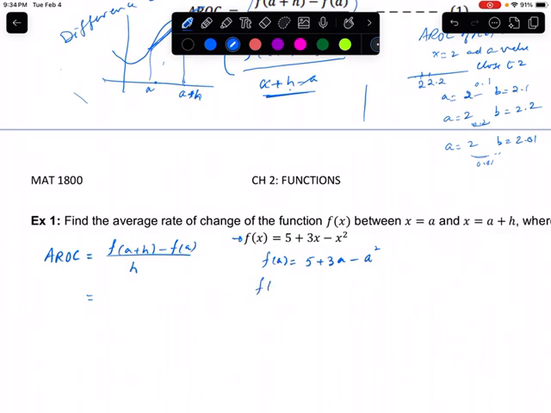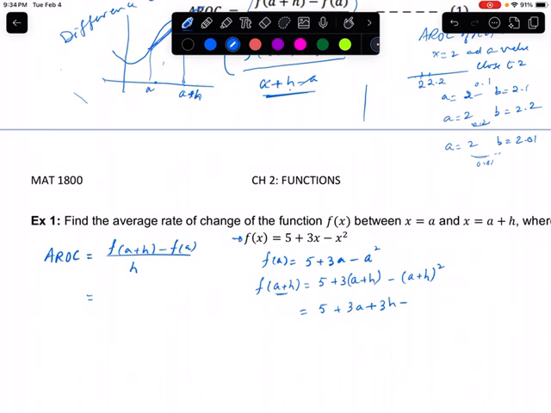And then when I have to find f of a plus h, in this case I will replace the x by a plus h. So 5 plus 3. Now notice this is two terms, a plus h, so I have to keep it in parentheses. I cannot write it like this. This will be wrong. In the same way, minus here (a plus h) whole squared. So I have to keep it in parentheses and then whole squared. So now we expand it. 5 plus 3a plus 3h minus.